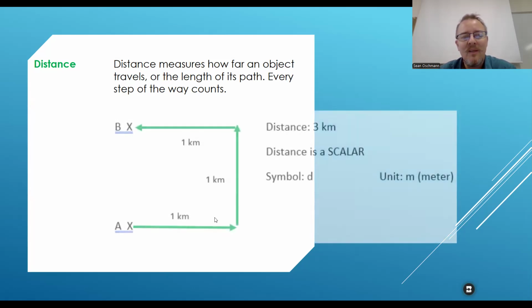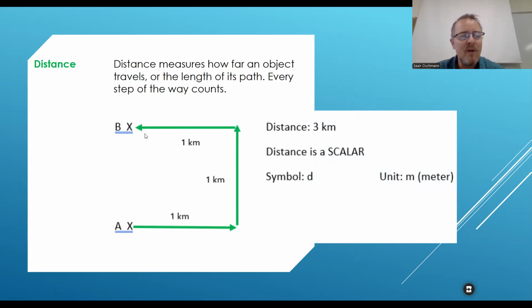For example, if you go from place A to B, but again, you can't plow through your neighbor's yard and crawl over fences, you have to kind of go down the road, up the road, and then over to your friend's house who lives at B. Then that's your distance, 3 kilometers. So you go 1 kilometer, let's say east, 1 kilometer north, and then 1 kilometer west. Your distance was 3 kilometers.